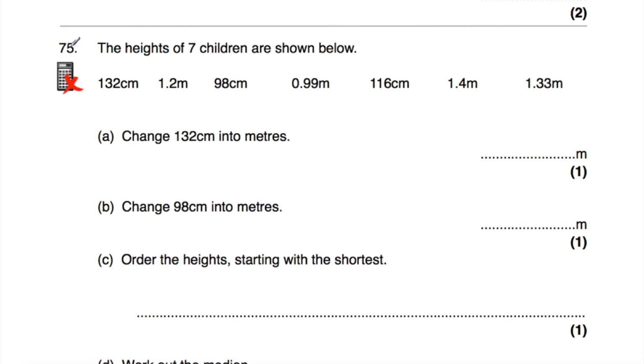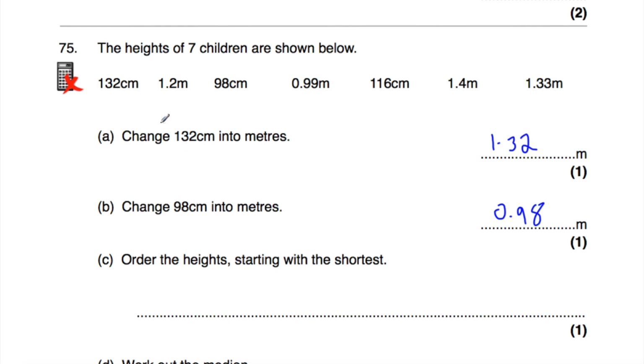Okay, let's have a look at question number 75. So question number 75, we've got the heights of 7 children, and we've been asked to change 132 centimetres into metres. So there's 100 centimetres in a metre, so we just need to divide this by 100, so that'll be 1.32. Okay, next we've been asked to change 98 centimetres into metres. So again, we divide by 100, so that'll be 0.98 metres.